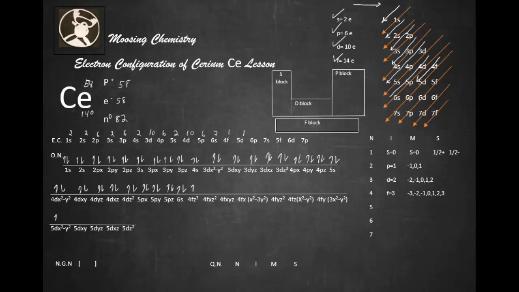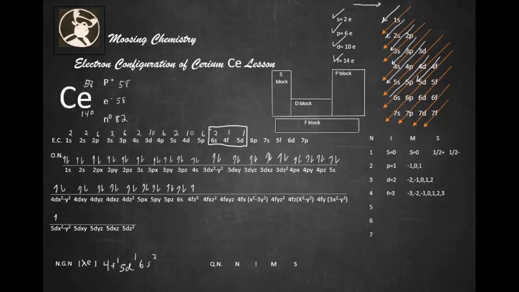What about our noble gas notation? What's the nearest noble gas to cerium? It's going to be xenon, right? It can't be radon because radon comes after it, so it's xenon. Let's look at the rest of it, our valence shell. Here's our valence shell. It's got our last shell in it, which is the 6s2. So we're going to go 4f1, 5d1, 6s2.